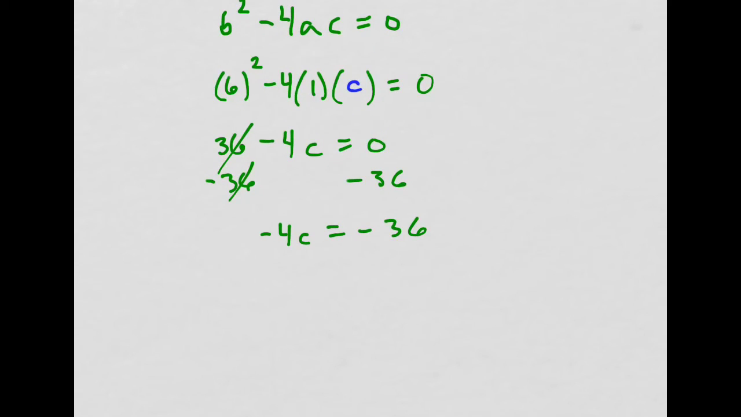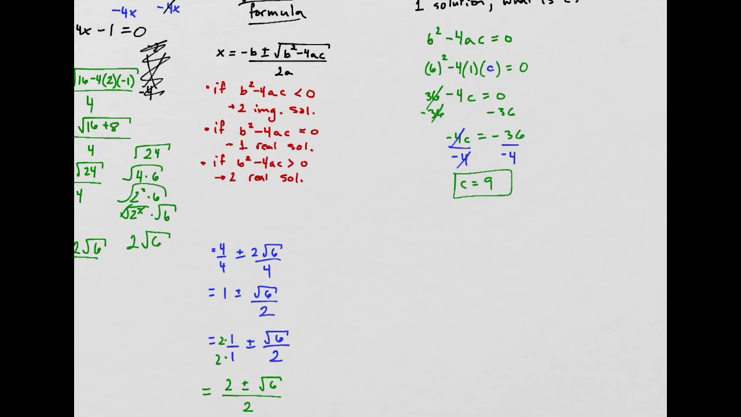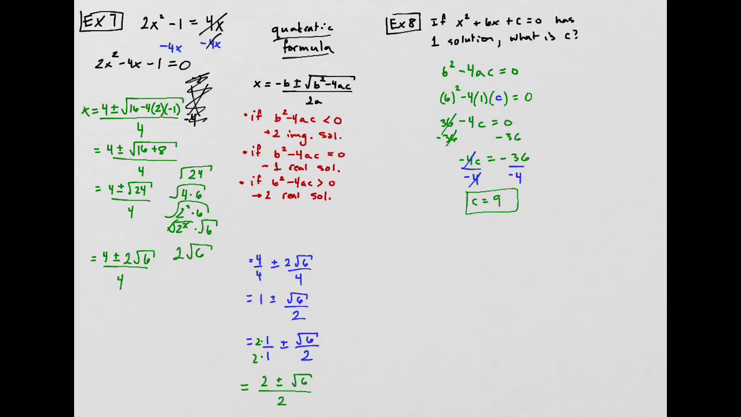Beautiful. I divide by negative 4. And I get c equals 9. So c has to be 9 for you to get to one solution. And that's because the discriminant would have to equal 0. And isn't that fancy? Isn't that fancy right there? Okay.